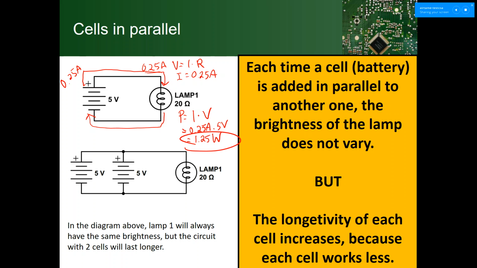Perfect. So the brightness here is 1.25 watts. Not very bright, but let's move on and do the same calculations for the second one. What's the voltage on this second parallel circuit? The voltage again is 5. The voltage is equal to I times R, and R is 20, so I times 20 ohms. Therefore I is going to be equal to the same thing, 0.25 amps.